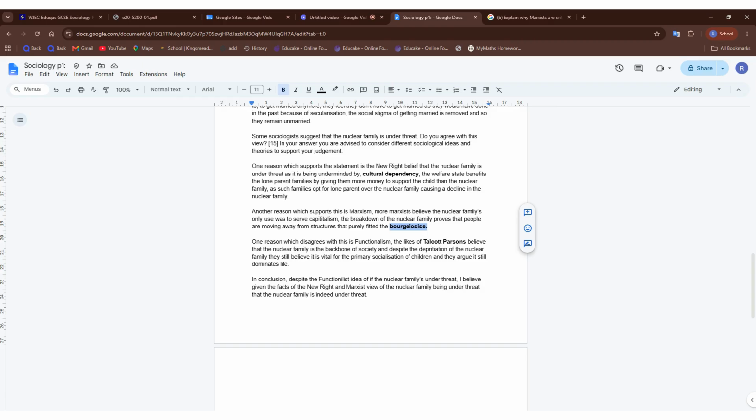Anyway, Talcott Parsons believes that the nuclear family is the backbone of society. You can actually get a mark, I think, for "backbone of society". Despite the depreciation of the nuclear family, they still believe it is vital for the primary socialization of children, and they argue it still dominates life. In conclusion, despite the functionalist idea, I believe, given the facts of the New Right and Marxist view of the nuclear family being under threat, that the nuclear family is indeed under threat.